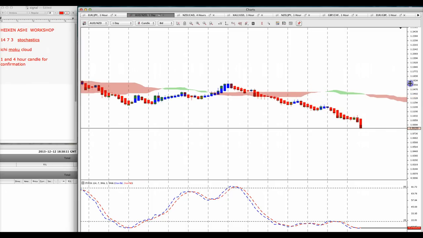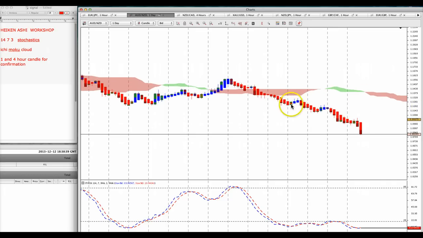And the way we use the cloud is quite simple: when price is below the cloud we're in a downtrend, when price is above the cloud it's in an uptrend. So using a combination of Heiken Ashi, Ichimoku cloud, and stochastics indicator, we should be able to find good trade setups if we just qualify the trades on different time frames.